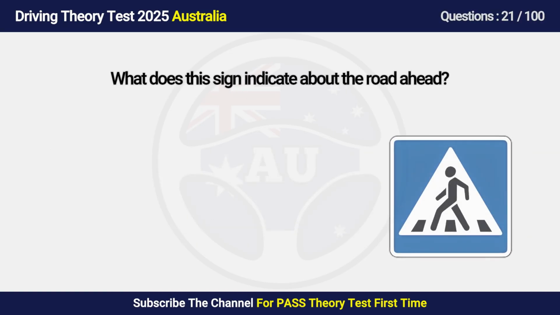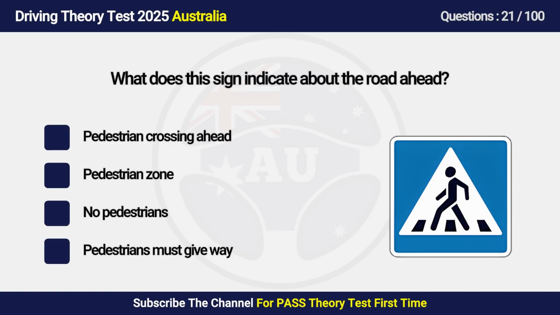Question 21. What does this sign indicate about the road ahead? A. Pedestrian crossing ahead. B. Pedestrian zone. C. No pedestrians. D. Pedestrians must give way.